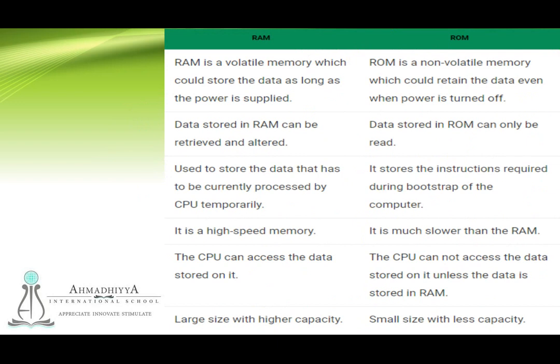Then RAM is a high speed memory. But ROM is slower when compared to RAM. With RAM, the CPU can access the data directly. But in ROM, it's not like that; the CPU cannot access the data directly. And capacity wise, RAM has a larger memory size, but ROM is small, with less capacity. These are the major differences between RAM and ROM.